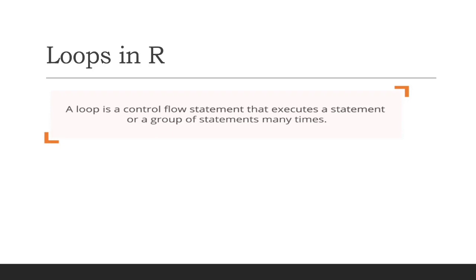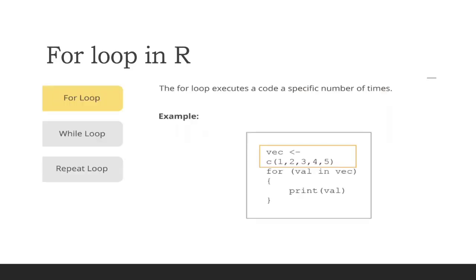So a loop is a control flow statement that executes a statement or a group of statements many times. In R we have three types of loops: for loop, while loop and repeat loop. The for loop executes a code a specific number of times.